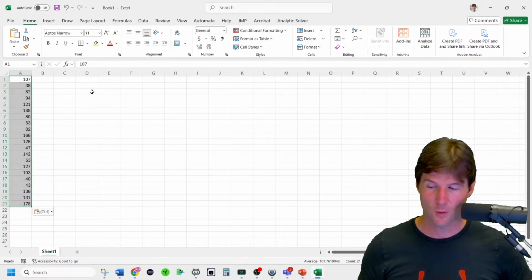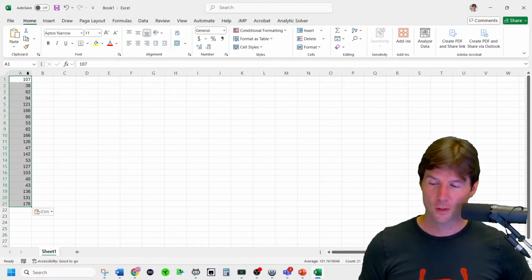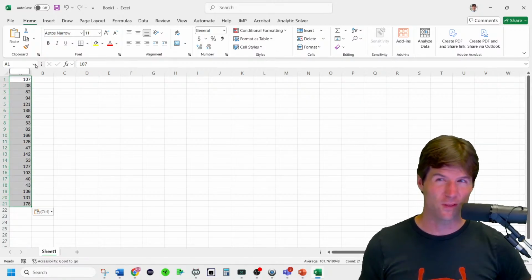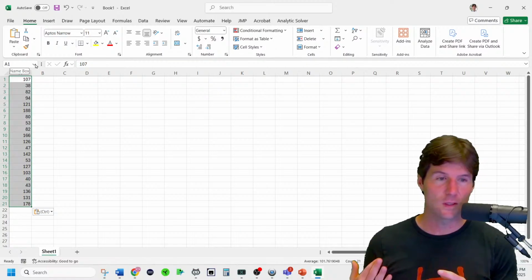Usually in the first cell, we paste the data. Notice that there's no column header. It doesn't say flood desk or anything like that. It just has the data.